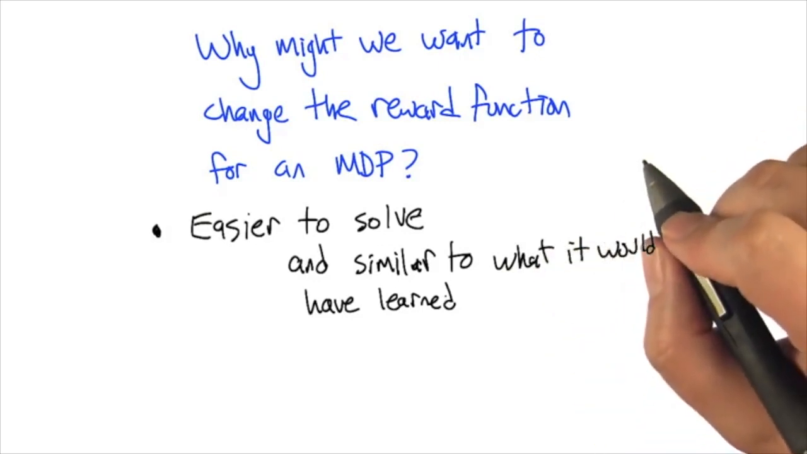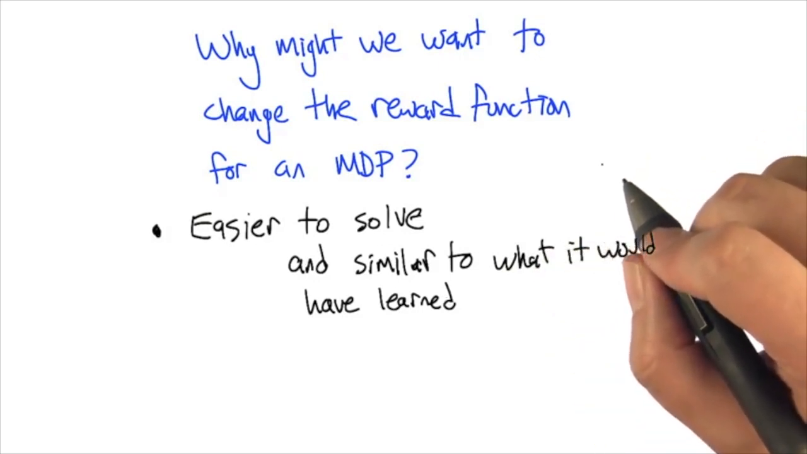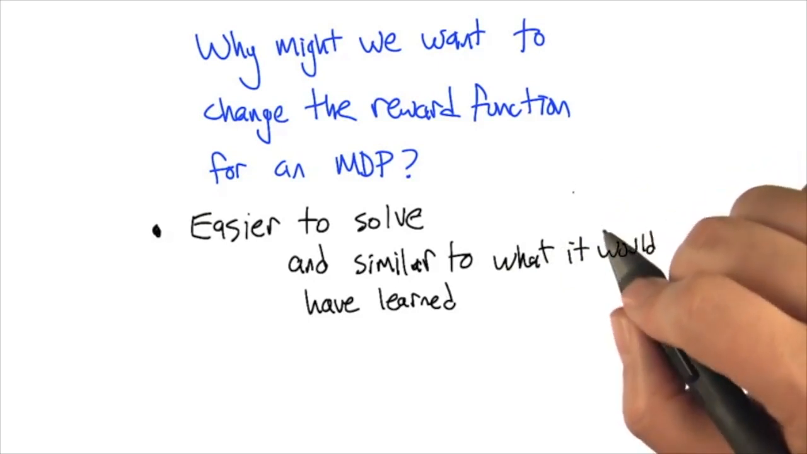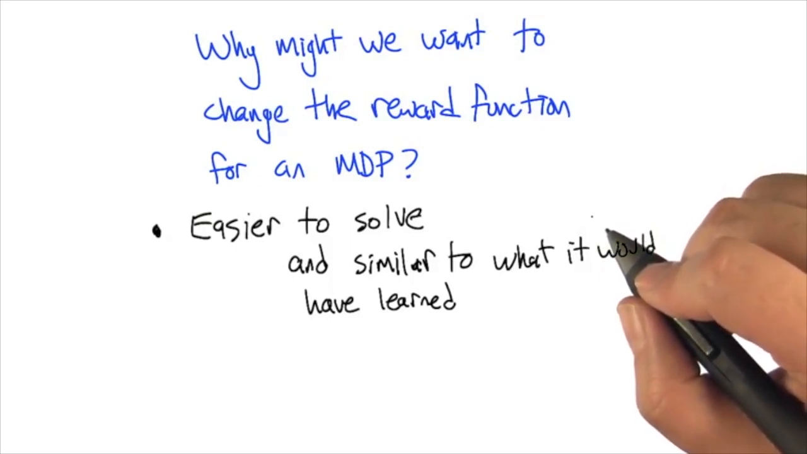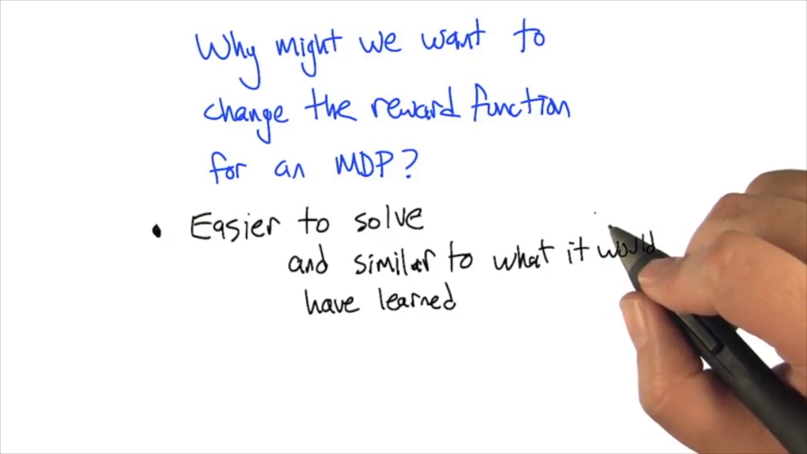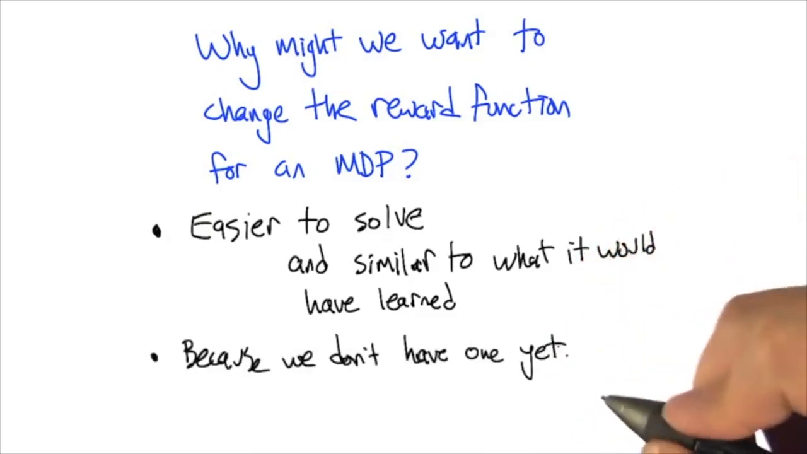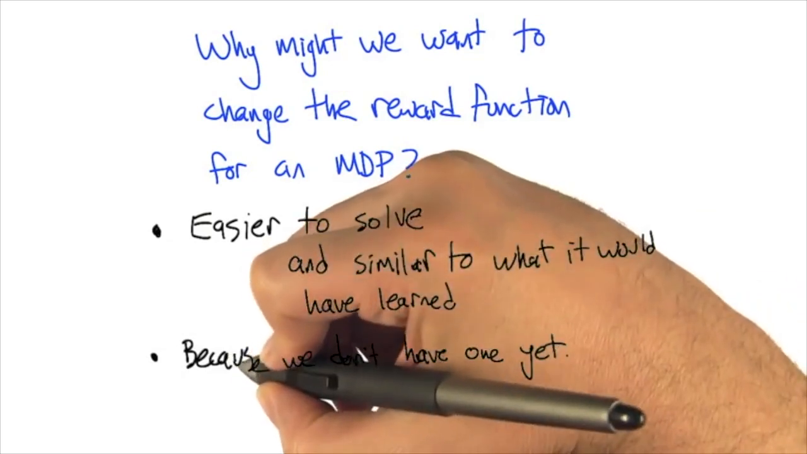But it does invite a question. Maybe we don't want to get into a philosophical discussion here, but where did the reward function come from in the first place? I mean, I think the way you pose this question sort of suggests that there's a true original reward function. That's a good question. So why might we want to change the reward function? Because we don't have one yet. Right. I think that's a really good point, and you're right.